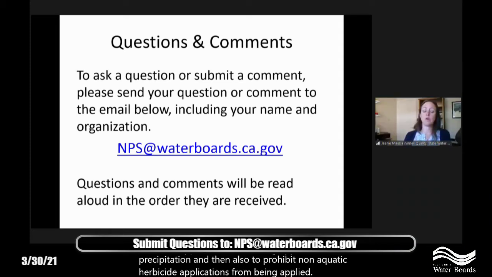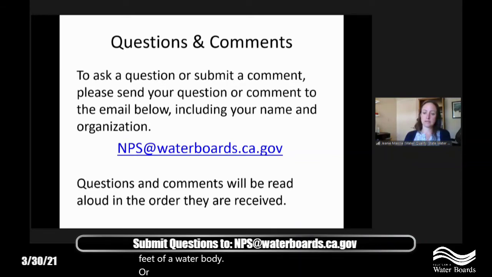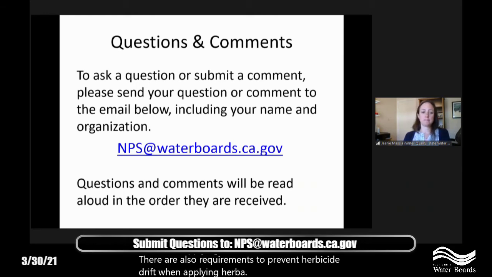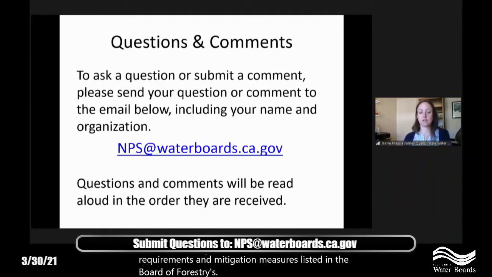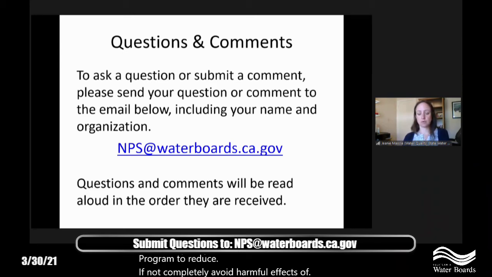and also prohibit non-aquatic herbicide applications from being applied within 50 feet of a water body or within the water course and lake protection zones. There are also requirements to prevent herbicide drift when applying herbicides. So there are a number of standard project requirements and mitigation measures listed in the Board of Forestry's California Vegetation Treatment Program to reduce, if not completely avoid, harmful effects of herbicides for this program.